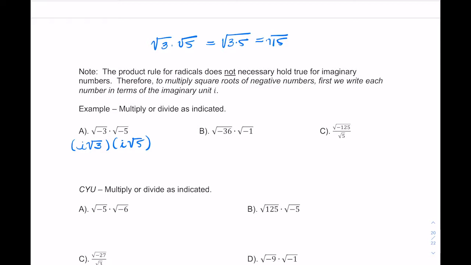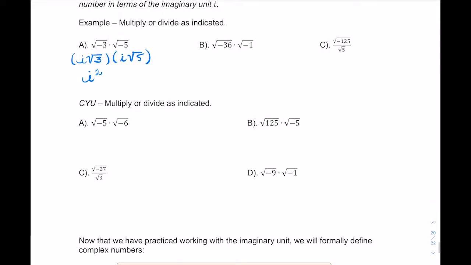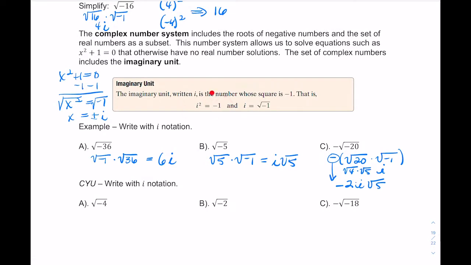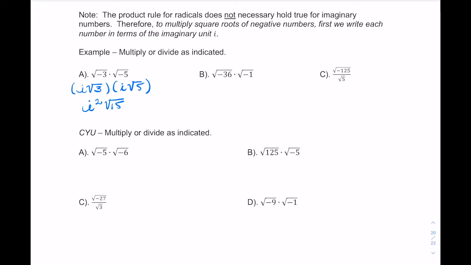So I have i times i, which works just like x times x, that's i squared. And then I have the square root of 3 times the square root of 5. Now I can use the product rule, and that's going to give me the square root of 15. So if you'll recall, i squared is actually equal to negative 1. And we get that from here, okay, by squaring both sides. So anywhere there's an i squared, you're going to replace it with a negative 1. So this really would just turn into negative 1 times the square root of 15, which we can just write as negative root 15.